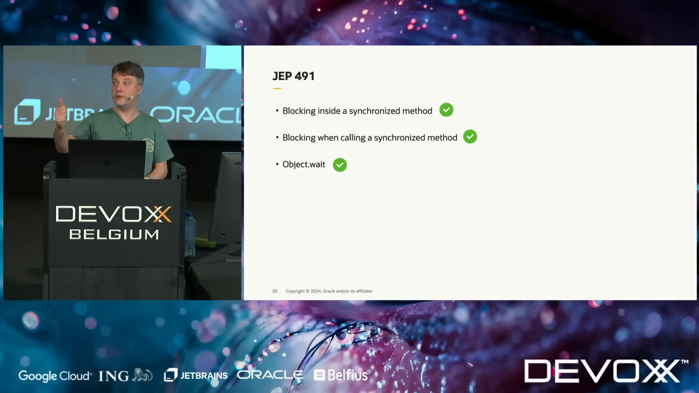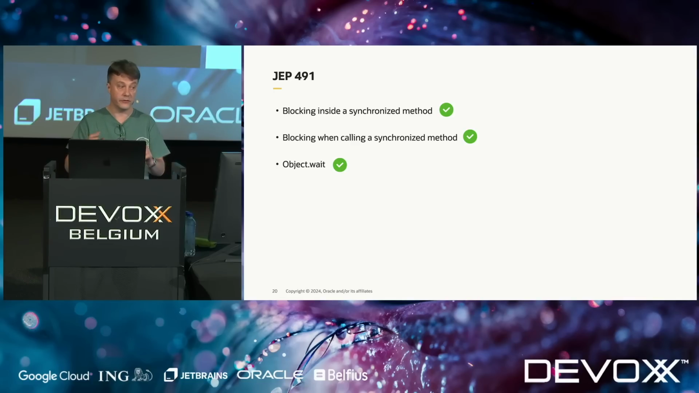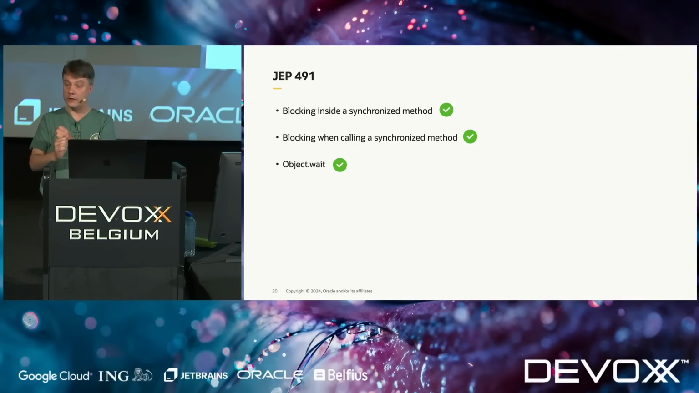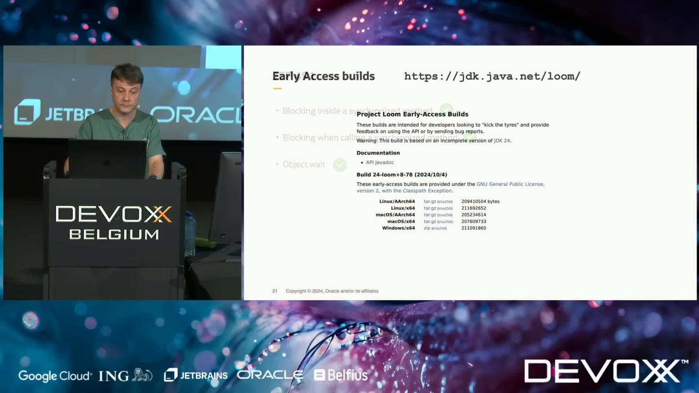So what does this JEP give us? The implementation gives us three things. It means that we can block inside of synchronized methods and release the carrier. It means that if there's contention on a method because of some other thread executing, and we have to block, then we're able to release the carrier. And then we've got object wait and notify, and they're also working with this as well. We can release the carrier. So this addresses the problem with object monitors. This is a really, really important change to get in.